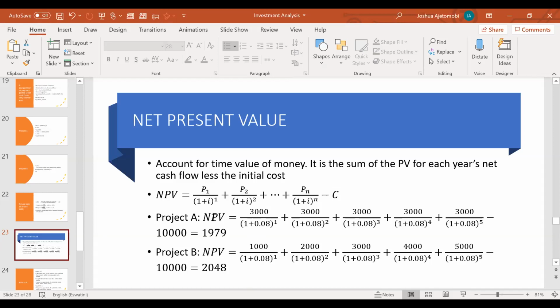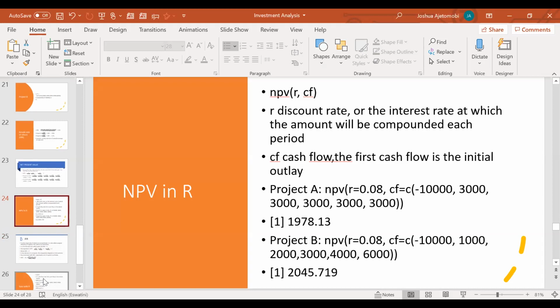So it's just calculating the PV for each year, then sum over, then you subtract the cost of investment from it. For instance, for project A, the NPV will be, for the first year, 3,000 over 1 plus this 8%, raised to the power of the first year, 3,000 over this over the second year, and so on and so forth. Then you subtract the cost of investment, which is 10,000, from it. You do it properly, manually, then you get 1979. And for project B, you get 2,048, that is manually.